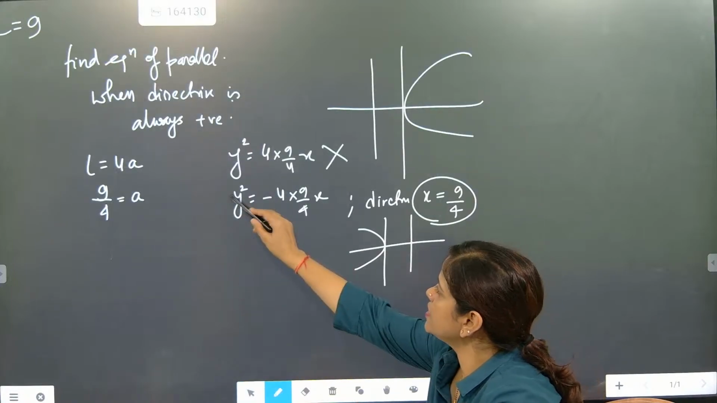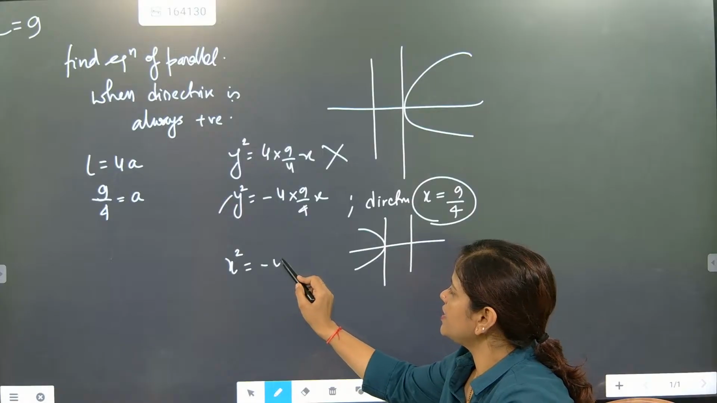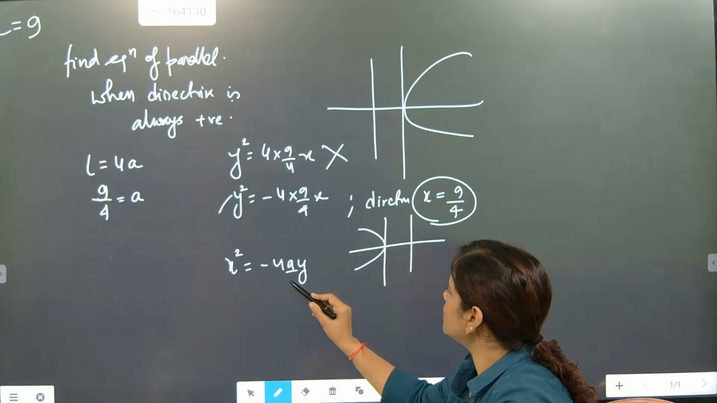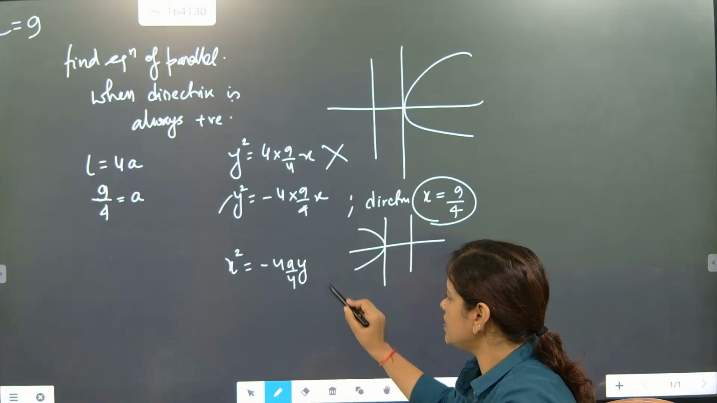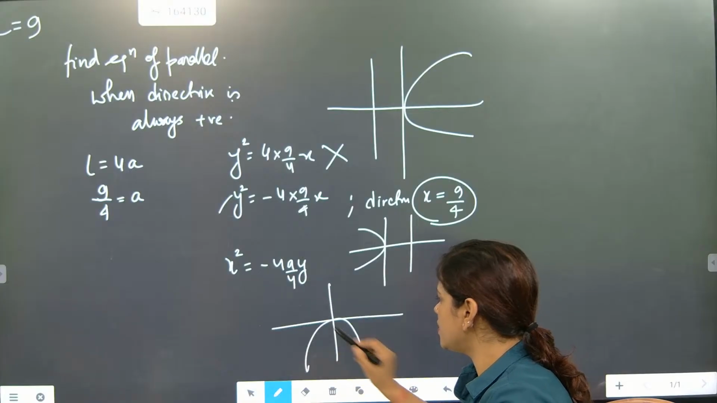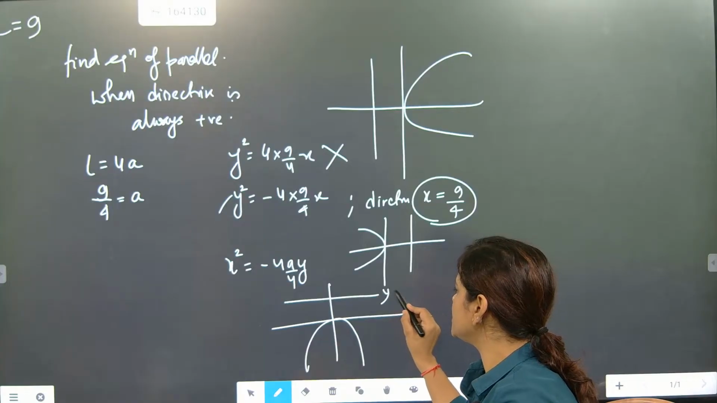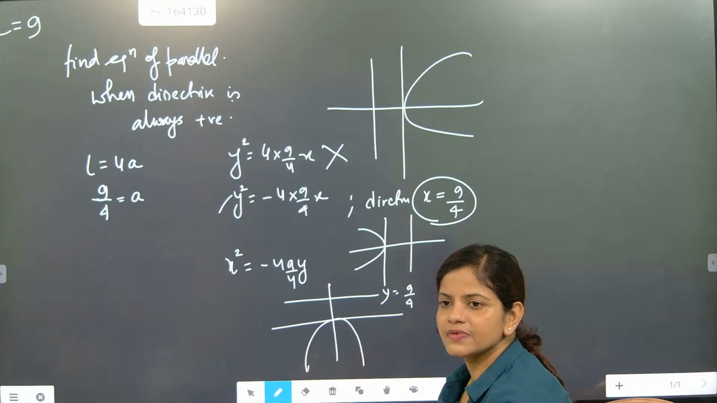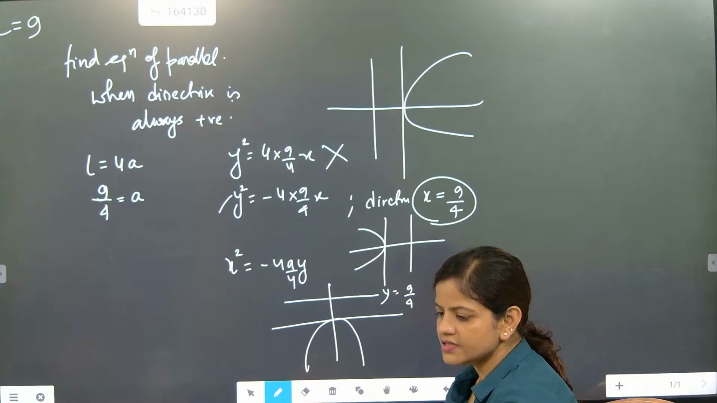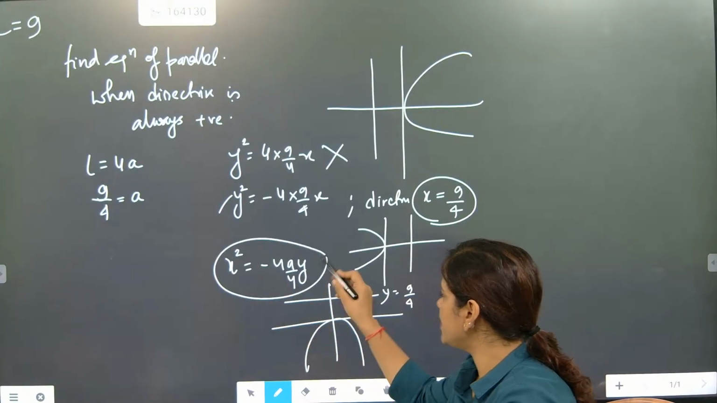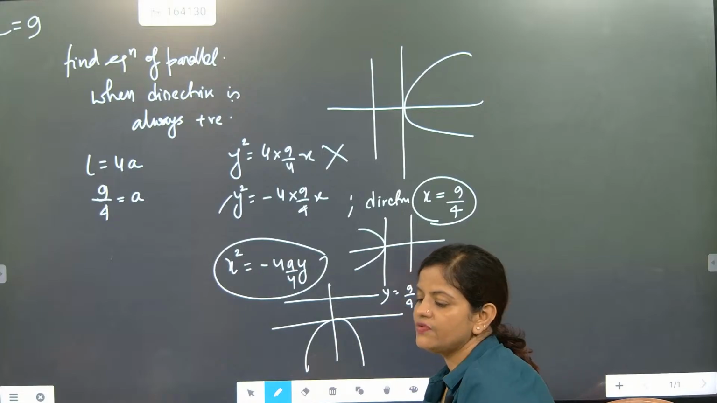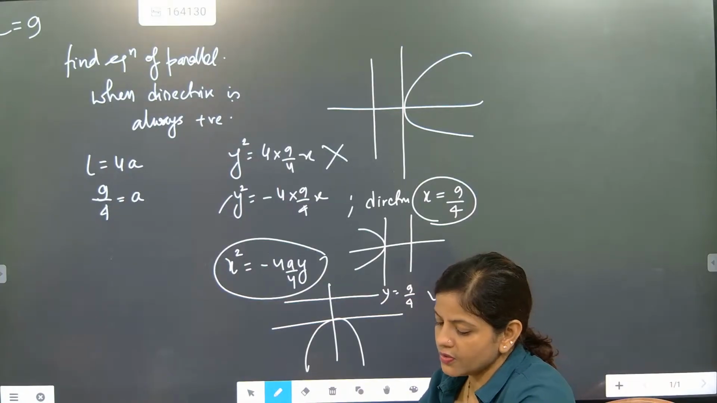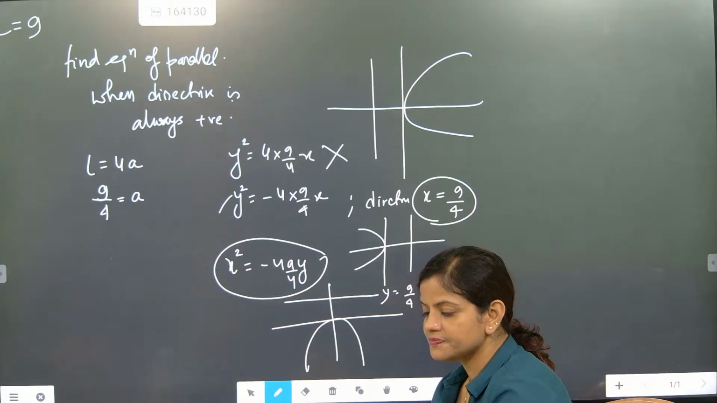Now another situation is x square equal to minus 4ay, that is x square is equal to minus 4 into 9 by 4 y. Here the parabola goes downward, and only then is the directrix y is equal to 9 by 4 positive. So whenever the equation is negative, the directrix will be positive, and with the help of the latus rectum you can find a. These are the two things you can do to solve the question. I hope you understood this better.